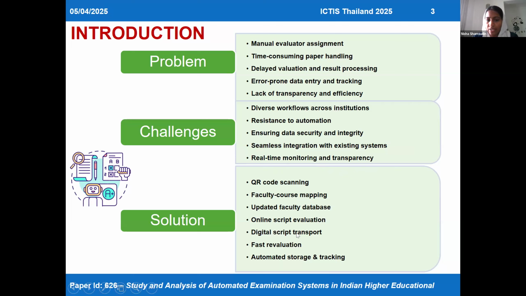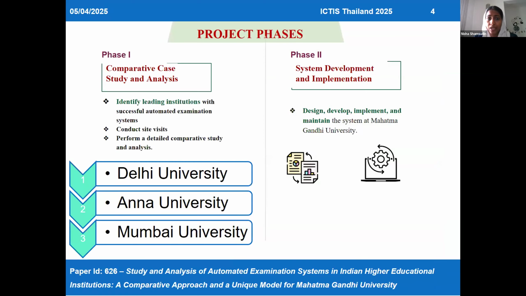The solution we are providing is QR code scanning, faculty course mapping, updated faculty database, online script evaluation, digital script transport, fast revaluation, and automated storage and tracking. The project is divided into two phases. That is, the research has been completed within the two phases.